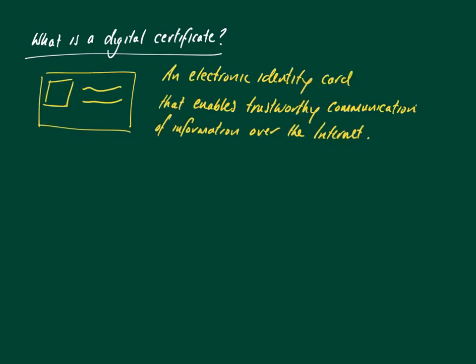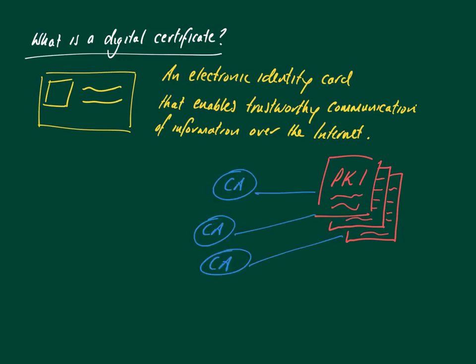So we know what a digital signature is, but what is a digital certificate? Well, essentially it's just an electronic identity card that enables trustworthy communication of information over the internet. It uses something called PKI, or Public Key Infrastructure, which is in itself a set of rules, policies and procedures that you need to manage the use of certificates. And as part of the PKI, you've got a number of certificate authorities, and each certificate authority is used to create and verify an individual digital certificate.